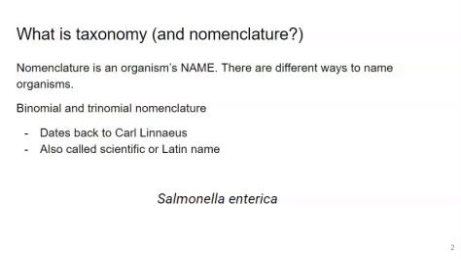So nomenclature is an organismal name. And there are a lot of different ways to name organisms, and this is something that has evolved over time. So there are Latin or species names which fall into a system developed by Carl Linnaeus many years ago. Sometimes this is called binomial or trinomial nomenclature. Bi meaning two, tri meaning three.